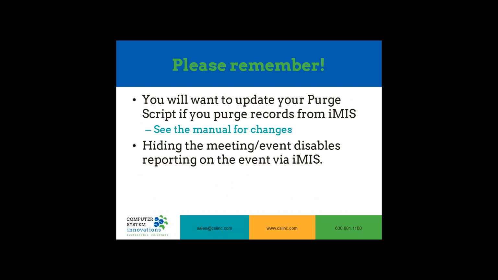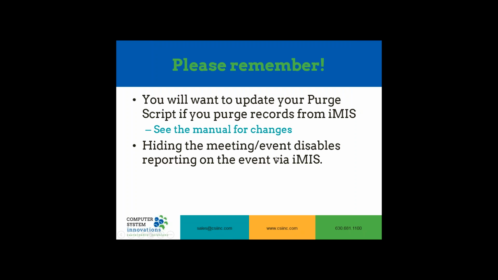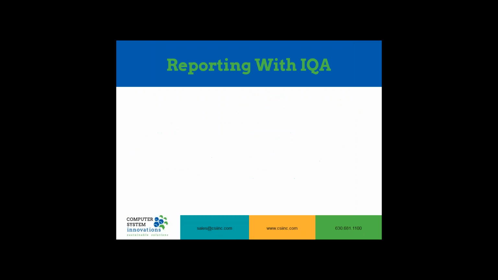If you hide the meeting or event, as you saw me do, I didn't have to do that. So this move to hidden meetings, I didn't have to do that. I'm able to close an event and not have that checked. It stays in IMUS. Everything's fine. But if I do move it to hidden meetings, as you saw me do, all of the built-in reporting in IMUS for the event is not going to work anymore. And so what we tell you there is see the manual for reports on closed events. And that's great, but we need to enhance that.